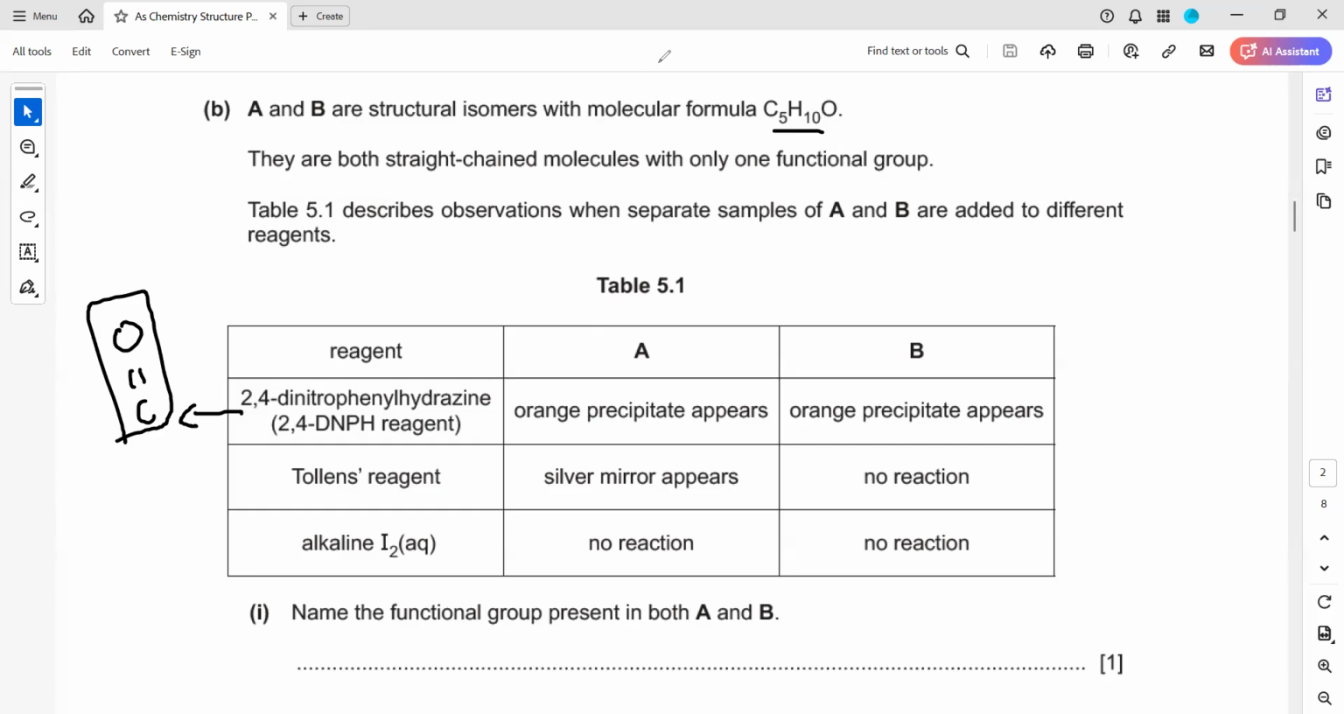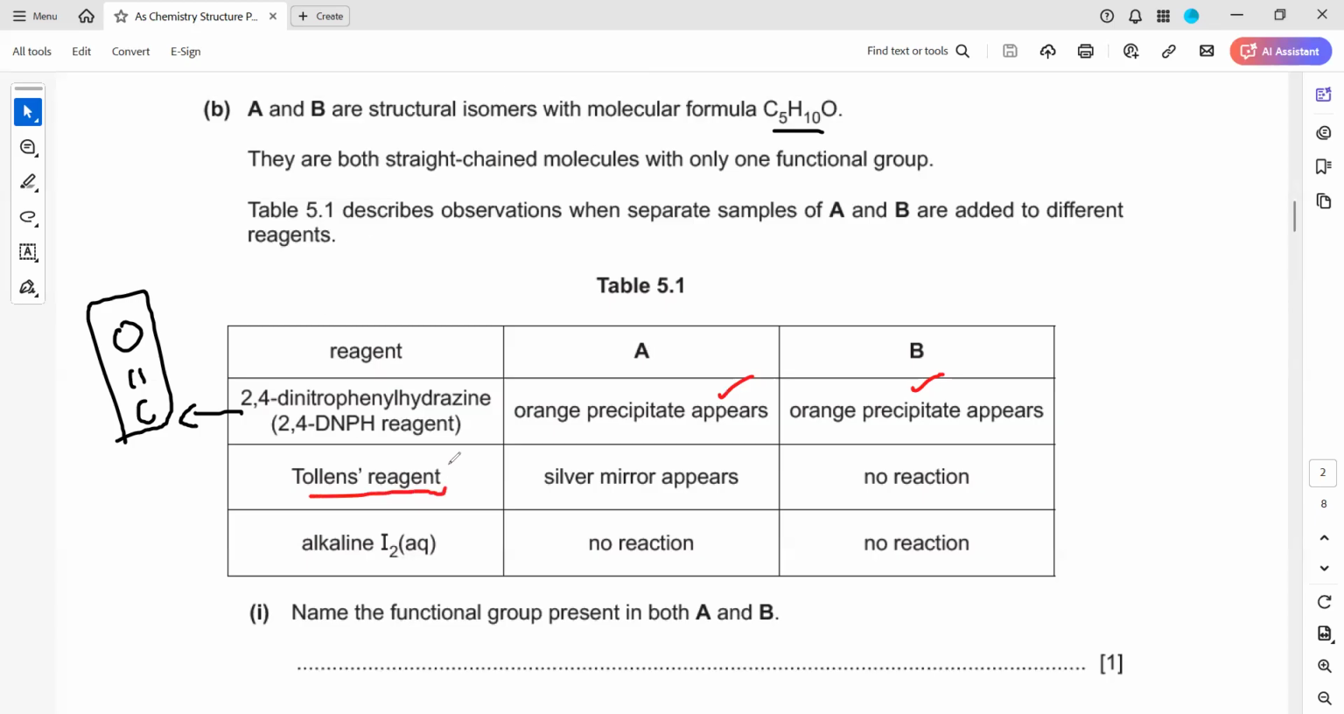So when we add 2,4-dinitrophenylhydrazine, we observe the orange precipitate. So this gives an idea that this might be an aldehyde or a ketone. And B also gives a positive result. So B might be an aldehyde or a ketone. So A and B are in the class of either aldehyde or ketone.